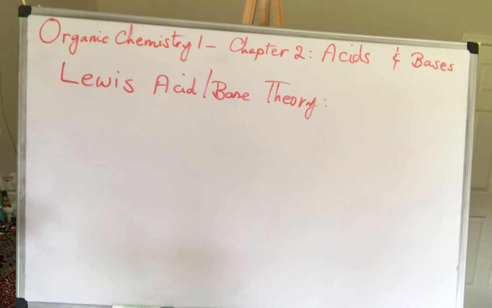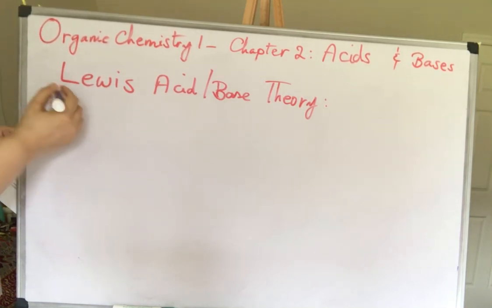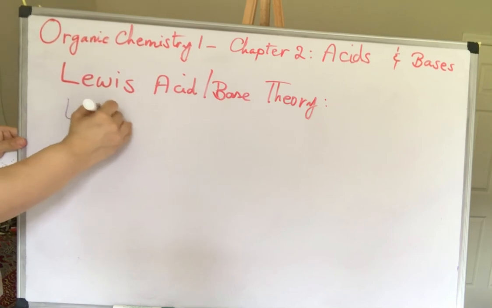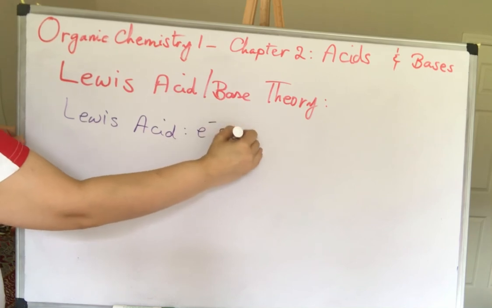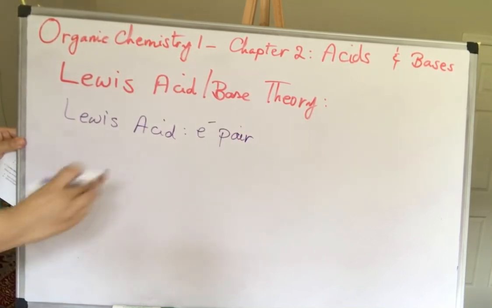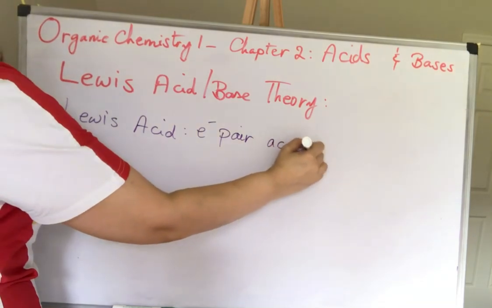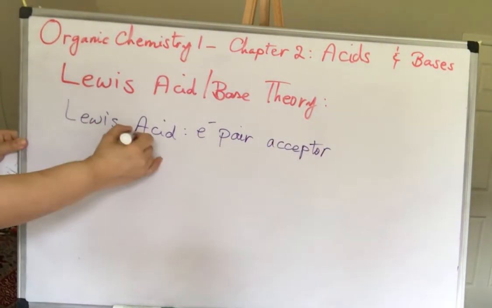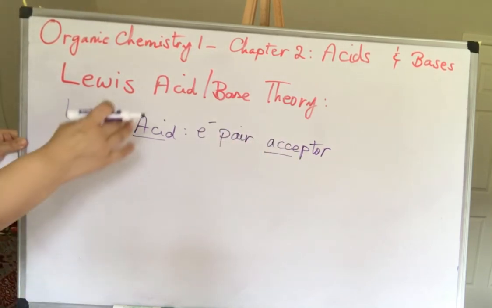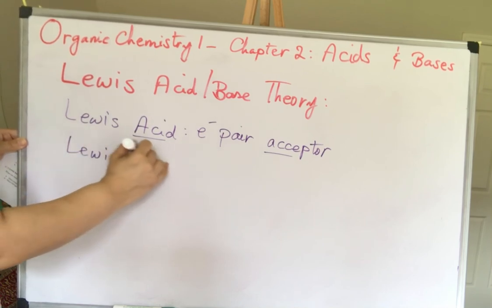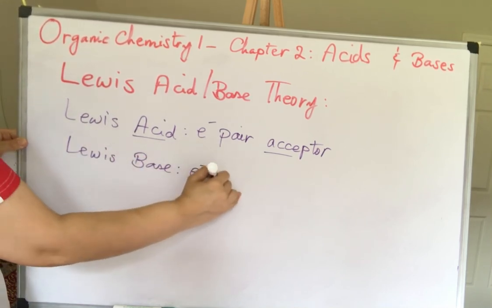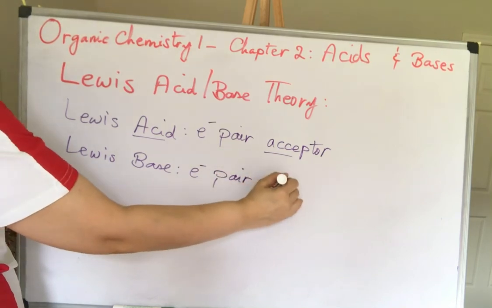So just like the Bronsted theory, we need to know the basis of the theories for Lewis theory as well. So a Lewis acid is an electron pair acceptor, not a single electron, the whole pair. It's the opposite of Bronsted. So we say acid, accept. Okay? AC, AC. Acid, accept. And a Lewis base is an electron pair donor.